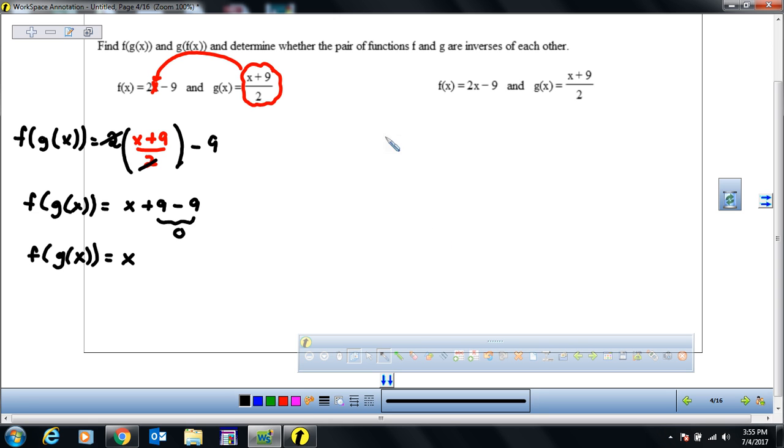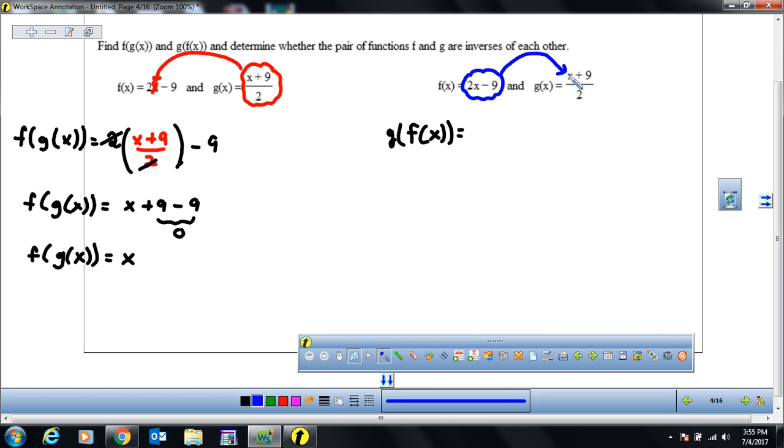The next one. Now we're going to do the other composition. Now we're going to do g of f of x, meaning that now we're going to substitute the function f inside of every x of the function g. So the function g looks like this: x plus 9 over 2, but the x is going to be replaced with the function f, which is 2x minus 9.